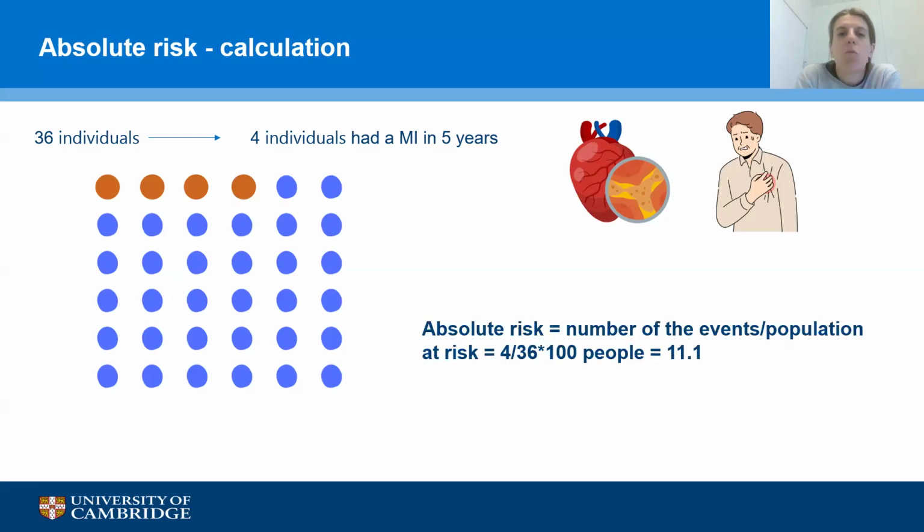So if we want to calculate what we call in epidemiology absolute risk, and you probably have seen papers and project proposals that discuss absolute risk, it is the number of events that happen, so 4 events, divided by the population at risk at the beginning of the study. So in this example it is 36 individuals. And we usually want to show this for 100 people. So if we show this for 100 people, it's around 11.1 individuals per 100 who will develop a myocardial infarction in 5 years. And this is an example of how we calculate the absolute risk.